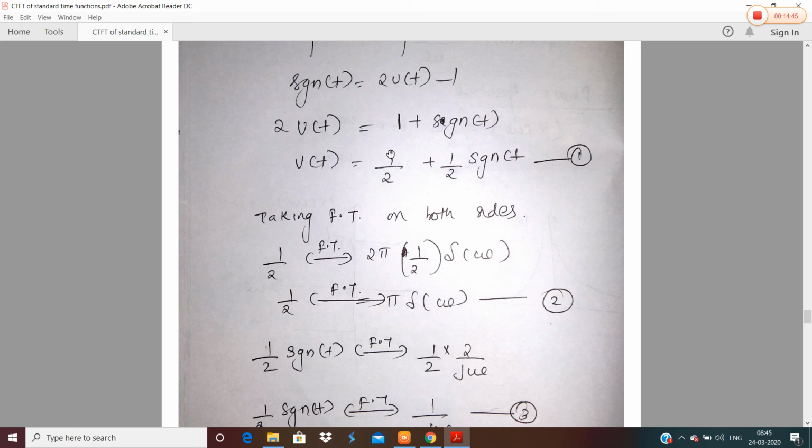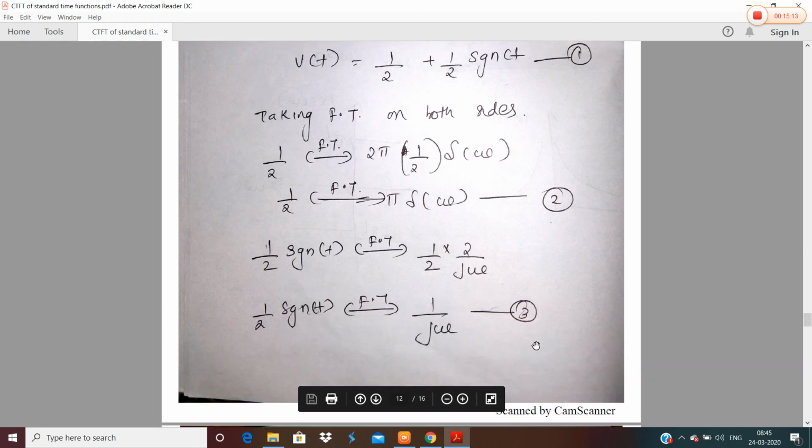First we'll take the Fourier transform of half, then we'll take the Fourier transform of half into signum of t. For half, you have got the Fourier transform 2 pi into a into delta of omega. A's value is 1 by 2. Hence, we'll have the Fourier transform of half as pi into delta of omega. And for half into signum of t, you know the signum of t has got the Fourier transform 2 by j omega. So on taking the Fourier transform 2 by j omega and multiplying with half, 2 and 2 gets cancelled. We'll get half signum of t as 1 by j omega.